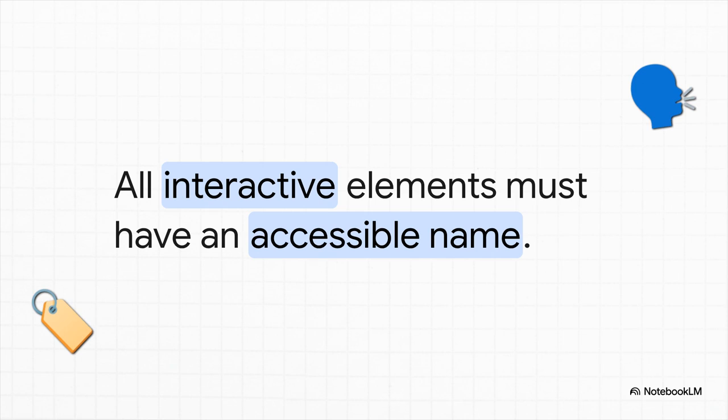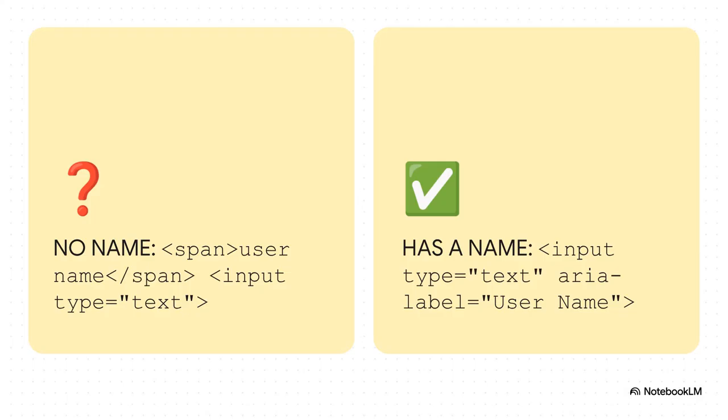Every single interactive thing on your page, every button, every link, every input, has to have an accessible name. A name is simply what a screen reader says out loud to let the user know what that control is for. Without a name, a button is just button. An input field is just edit text. Pretty useless, right?